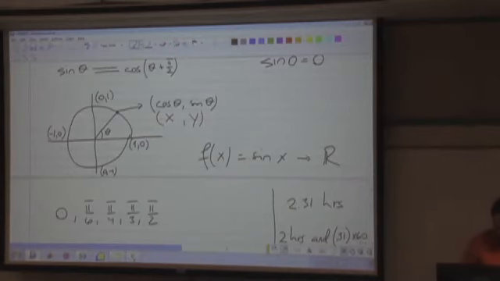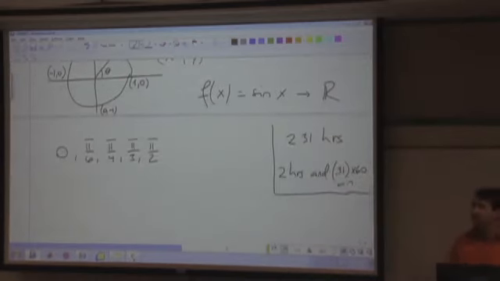Okay, so now these are the 5 angles, and we have 5 numbers associated with these angles. And the numbers are as follows. There's 0, 1/2, square root of 2 over 2, square root of 3 over 2, and 1.